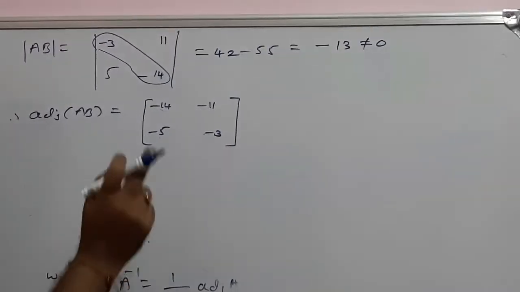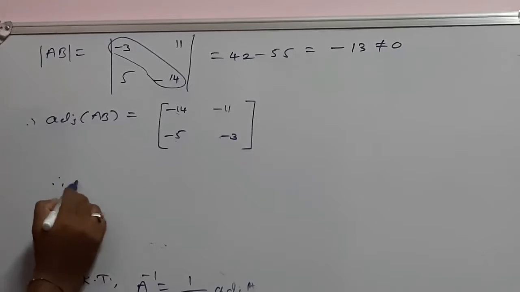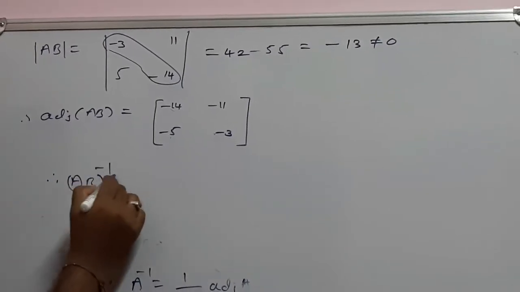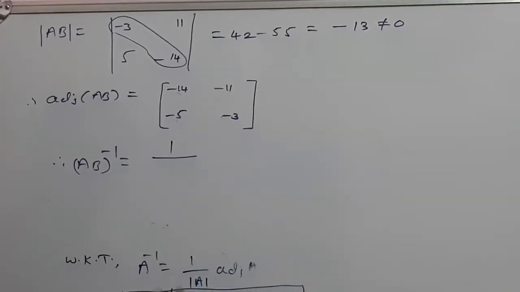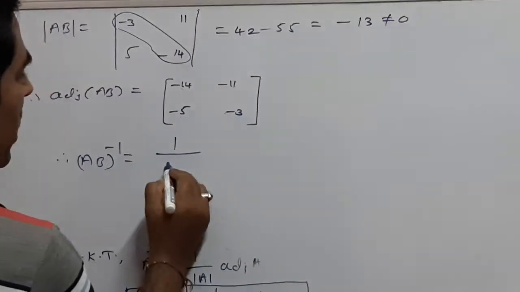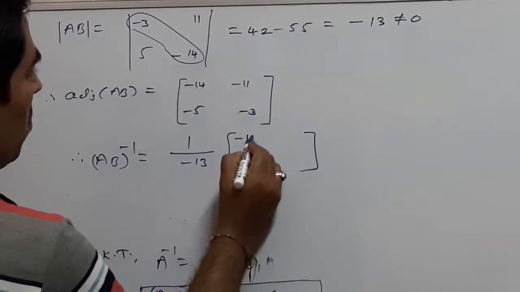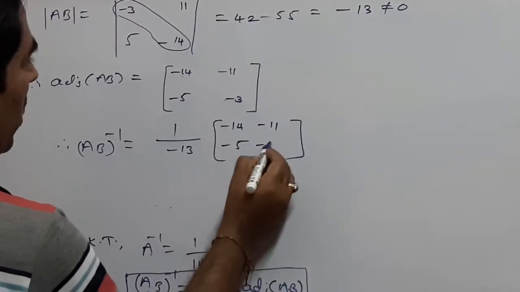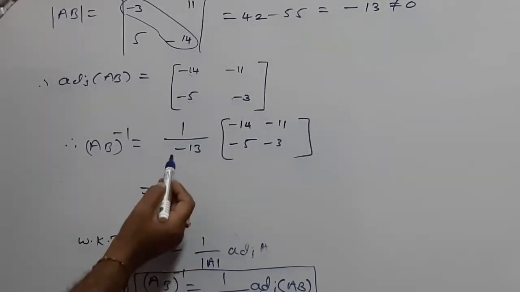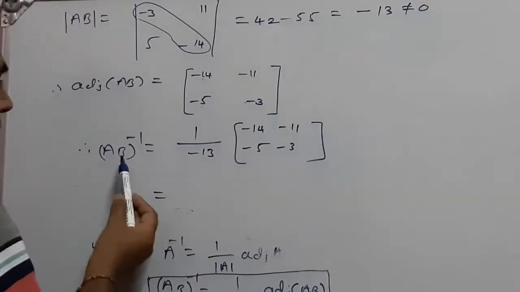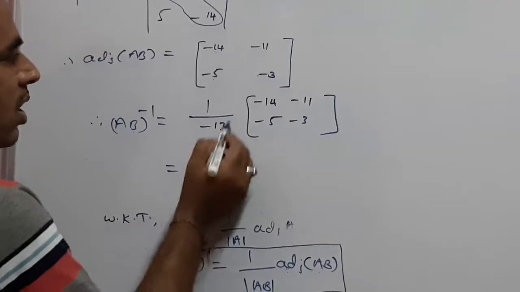So I have written the adjoint of AB. Now I have the adjoint of AB and the determinant of AB. So AB inverse is equal to, I have written the formula here, 1 by the determinant of AB, which is minus 13, into the adjoint of AB, which is minus 14, minus 11, minus 5, minus 3. Okay, you can stop at this step. So this is AB inverse. You can multiply every element by minus 1 by 13, since this is a scalar here.